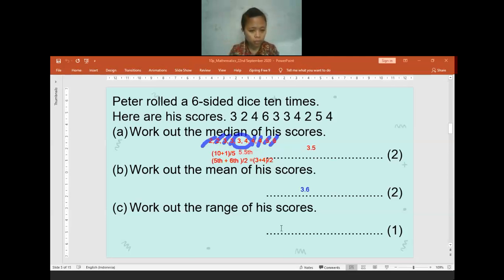The range. Richie, are you there? Your audio is not connected. Can you help me to find the range, Richie? 4. How do you get 4? Correct. The answer is 4, but can you tell me how you get 4? Oh yes, the maximum is 6, the minimum is 2. Okay, correct. Thank you, Richie. So far, is there anyone having any question?